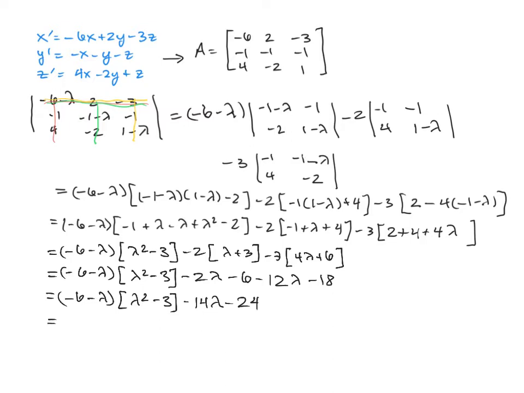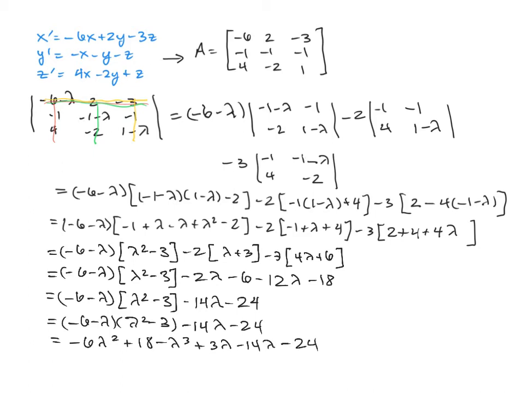And then we can multiply this out. -6 minus lambda times lambda squared -3 minus 14 lambda minus 24 is equal to -6 lambda squared plus 18 minus lambda cubed plus 3 lambda minus 14 lambda minus 24, which equals -lambda cubed minus 6 lambda squared minus 11 lambda, and then minus a 6. We will then graph this and find the zeros of this polynomial.